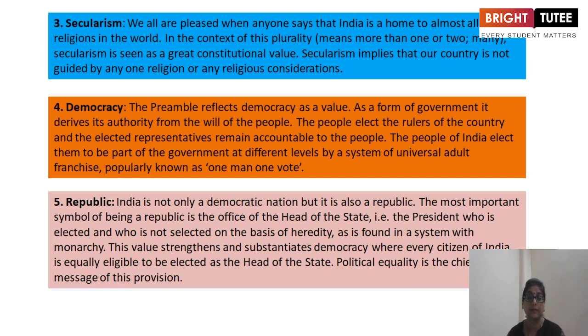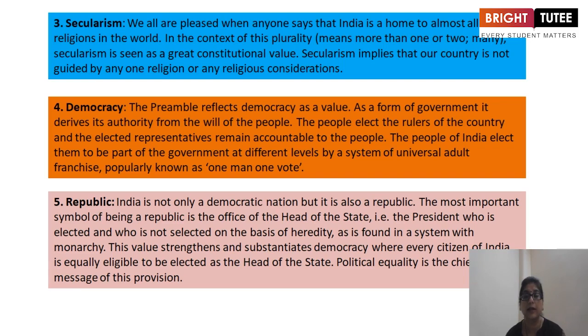Now, secularism. We are all pleased when anyone says that India is home to almost all major religions in the world. And for your knowledge, all religions are equally treated in India. No special status is given to any of the religions. In the context of this, plurality means more than one or two, many. Secularism is seen as a great constitutional value. Secularism implies that our country is not guided by any one religion or any religious consideration, because we have so many religions, but no special status is given to any of these.